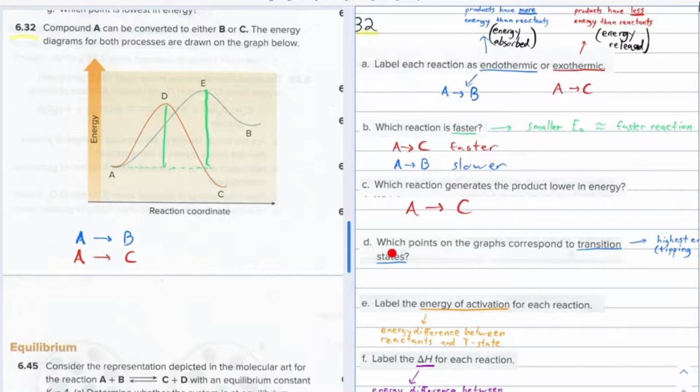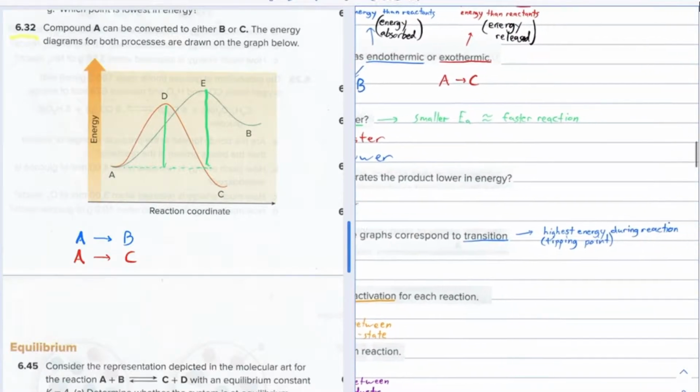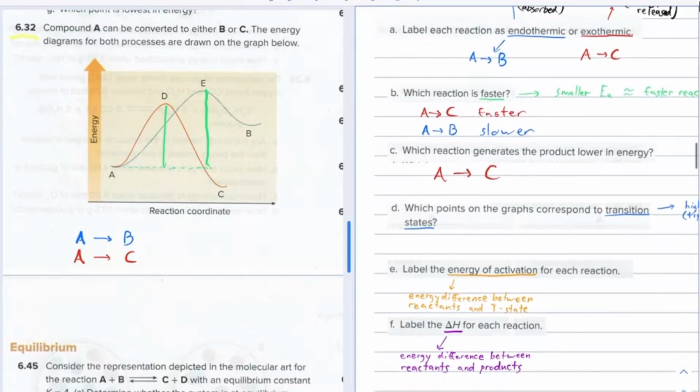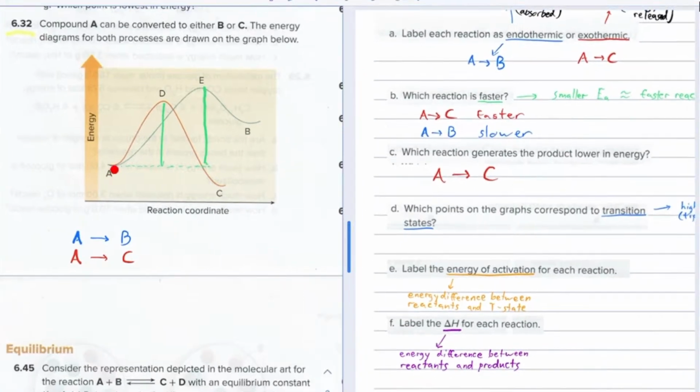Question D, which points on the graphs correspond to the transition state? Now, what the transition state is, it's the highest energy during the reaction. Okay, it's at the top of the hill. It's the tipping point. Okay, that's what the transition state is. So when you're looking at these energy profiles, it's the top of the hill. It's the very tip of the barrier that you need to overcome.